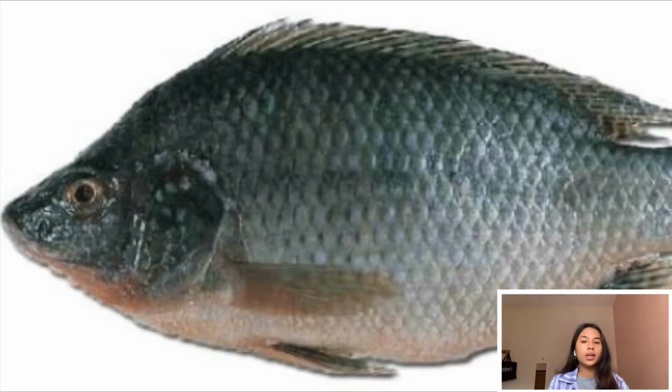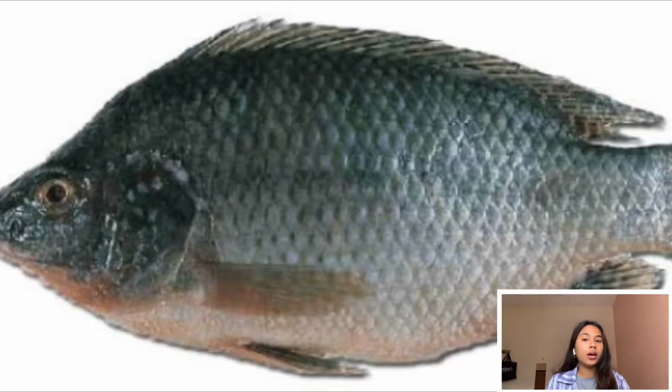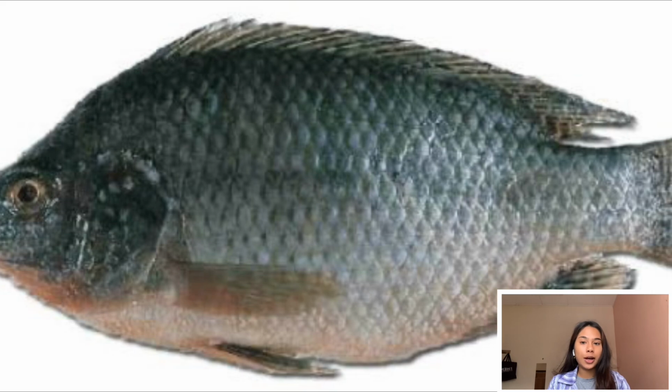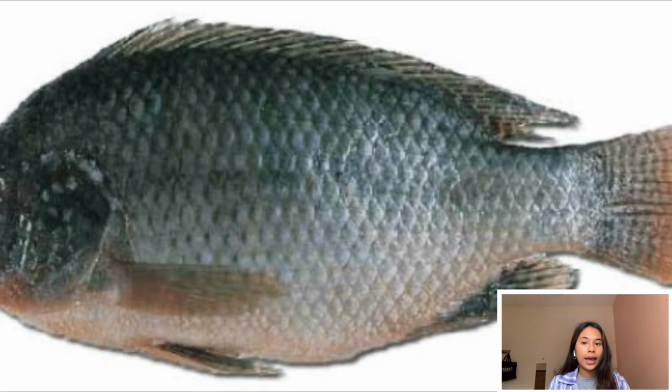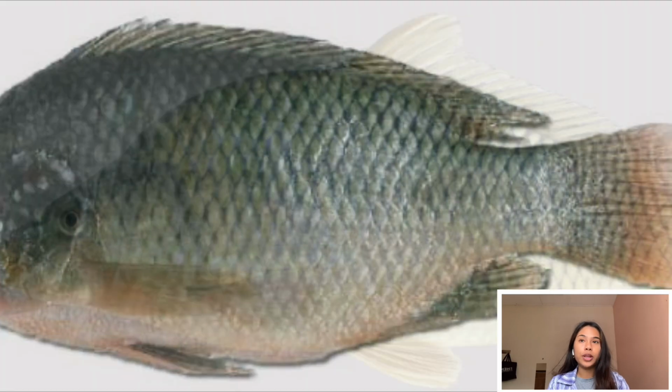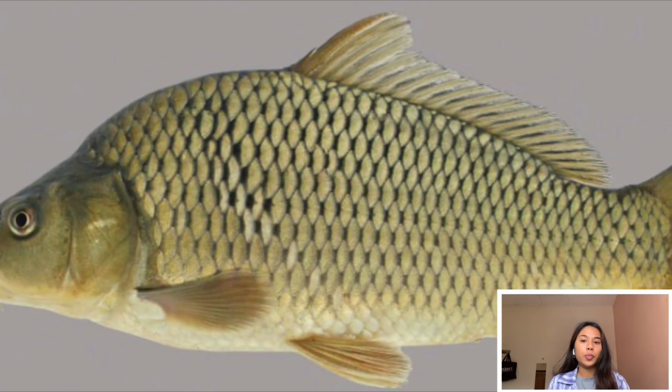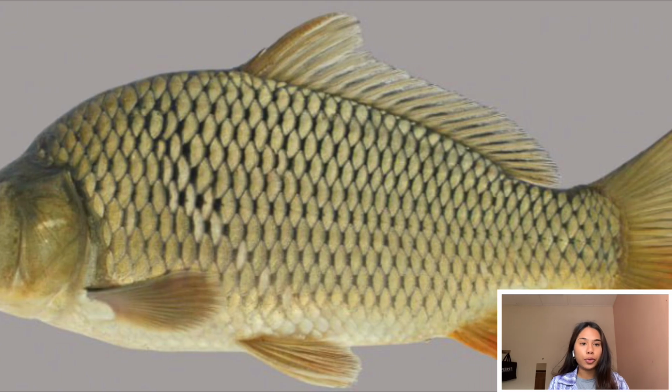The agent involved would be Ichthyophthirius multifiliis, which is an obligate protozoan, and it is classified within the phylum Ciliophora. The host would usually be freshwater fish such as tilapia. The species is Oreochromis niloticus, and another example would be common carp. The species would be Cyprinus carpio. For the distribution, it is common and found almost everywhere there is water.